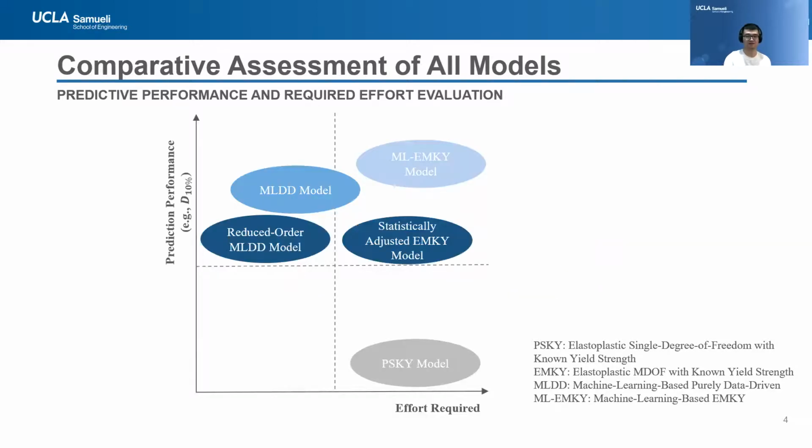This figure compares the predictive performance and the required effort on the part of the user for all models considered in this study. The reduced order MLDD model requires the least effort since it does not rely on any type of structural analysis. Meanwhile, its predictive performance is comparable to the statistically adjusted EMKY model. PSKY requires the greatest effort as it requires performing nonlinear analysis, but it has the lowest accuracy. The effort associated with other models falls between the aforementioned two extremes.